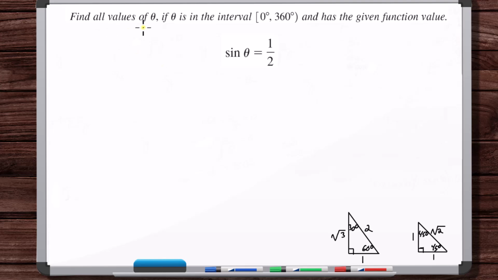Okay, find all values of theta if theta is in the interval 0 to 360 that have the given function value. So we're doing like the inverse. We know what the trig function value is, and we want to find the corresponding value of theta. And now, this could be infinitely many thetas if you don't restrict going from 0 to 360, right? But they're saying that we're assuming theta is in this interval 0 to 360.